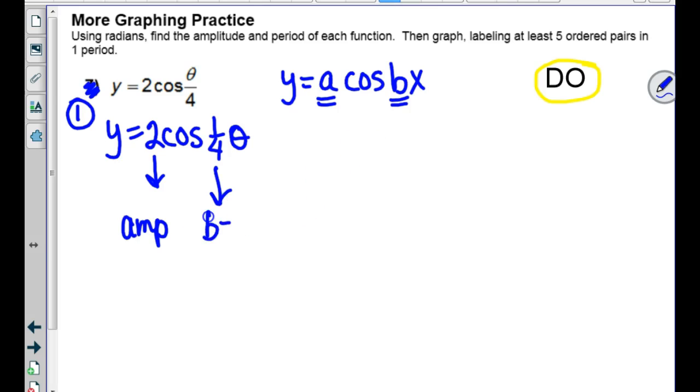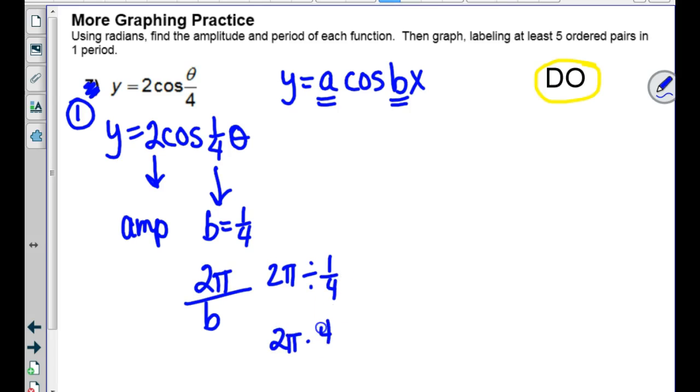The relationship here, b is 1/4, and the relationship we talked about was it's an inverse relationship. So how do I do 2 pi divided by 1/4? Yes, I flip the 1/4 over, so I get 8 pi. Everybody okay? So inside of the cosine, not out in front of it, a 1/4 made it longer. It now takes 8 pi to complete a cycle.